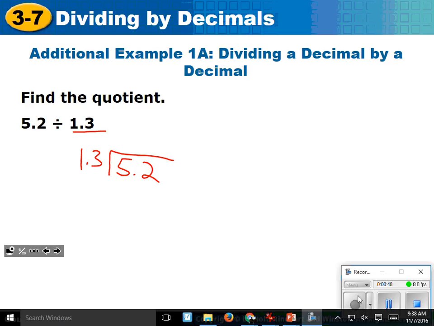The only difference between this one and Friday is this little dot right here. I can't have it there. In order to do this division, I can't have it there.